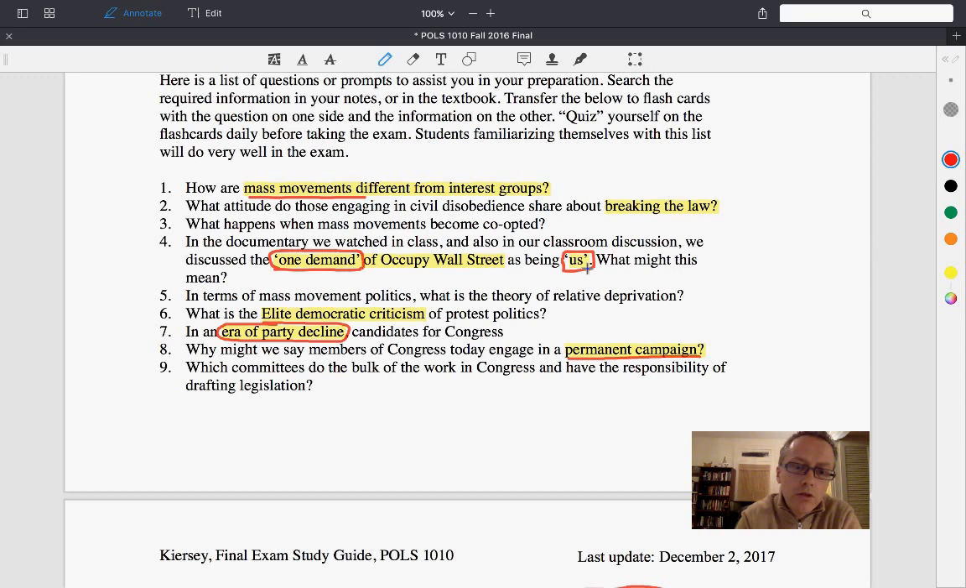What we really need to do is get people to vote differently, to get people to rethink, reimagine their role as citizens. So, interesting stuff about mass movement politics.